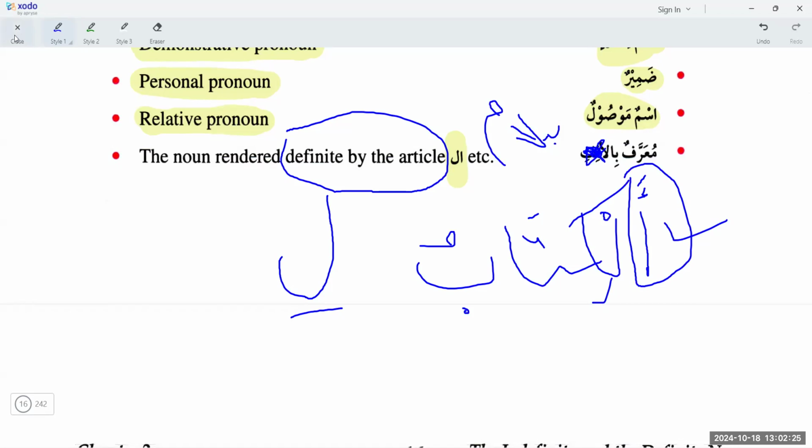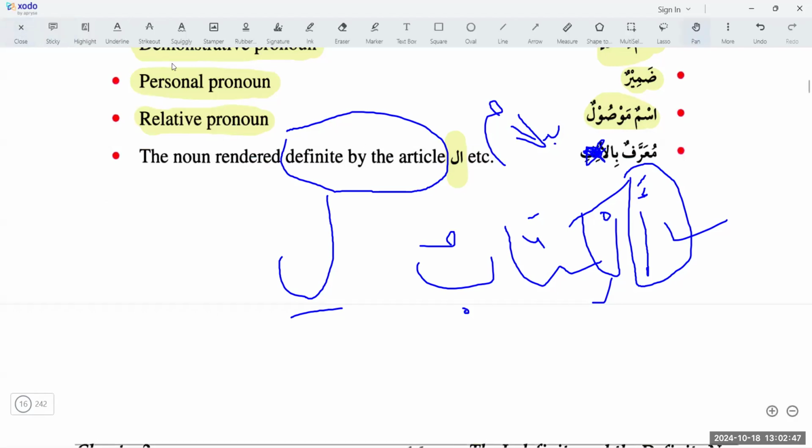Understand? Is it clear? Yes, sir. So this is clear, this is only hamzatul wasal. We pronounce the lam because the lam is not mutaharrik, there is no haraka on the lam. So we call it al, and al is the article of the definite.